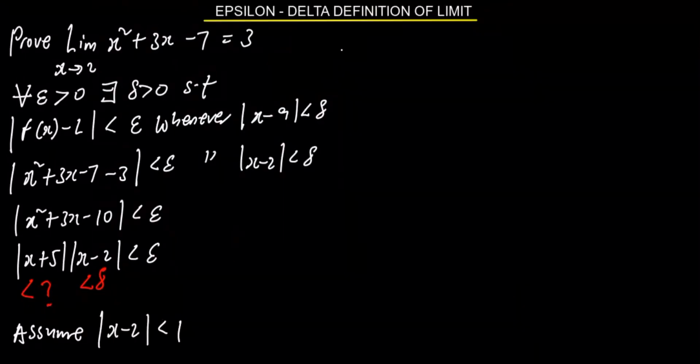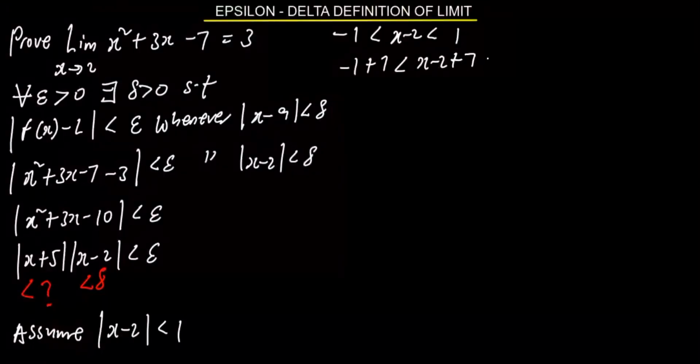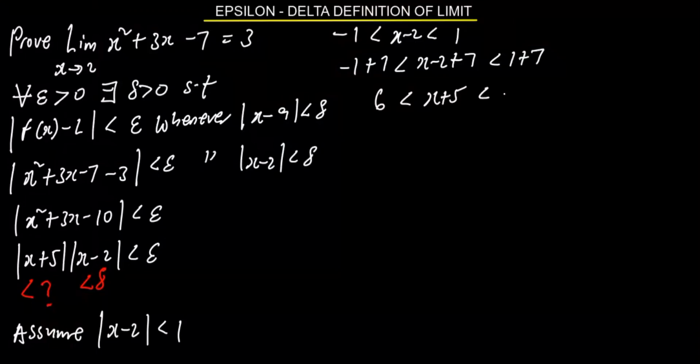Then from here, it means that minus 1 less than x minus 2 less than 1. That's the meaning from here to here. Now remember, I'm going to x plus 5. What will I add to x minus 2 to give me x plus 5? That's actually 7. So if I add 7 to this one, what I'm going to be having here will be 6 less than x plus 5 less than 8.